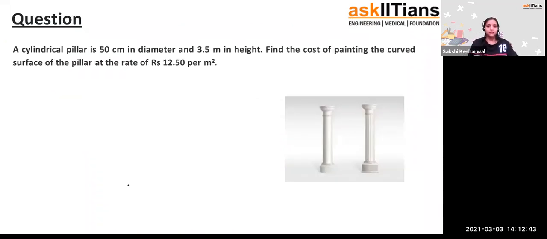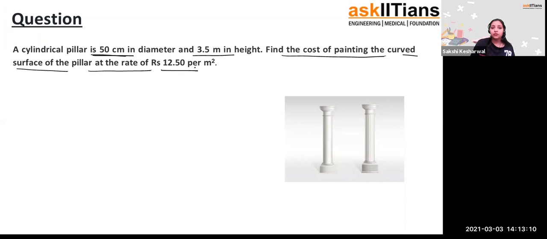What are the questions? It says a cylindrical pillar is 50 centimeter in diameter, and the height is 3.5 meters. As we have been doing since the basics, from the junior grades, whenever you solve questions, put all these numbers in the same unit. So find the cost of painting the curved surface area of the pillar at the rate of 12.5 rupees per meter square.